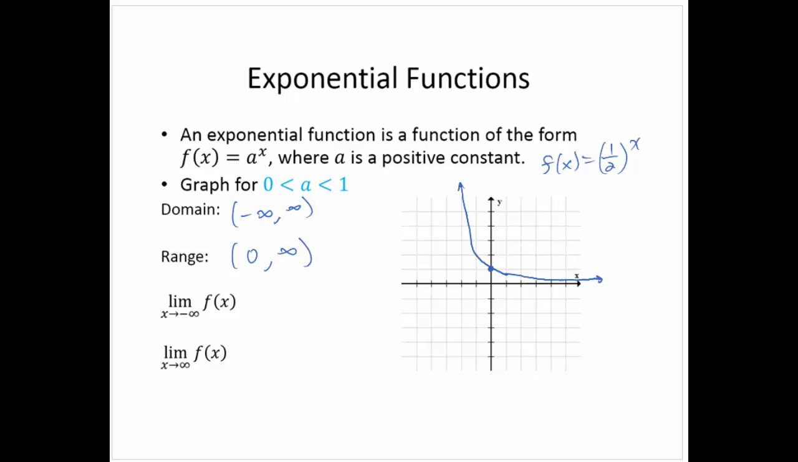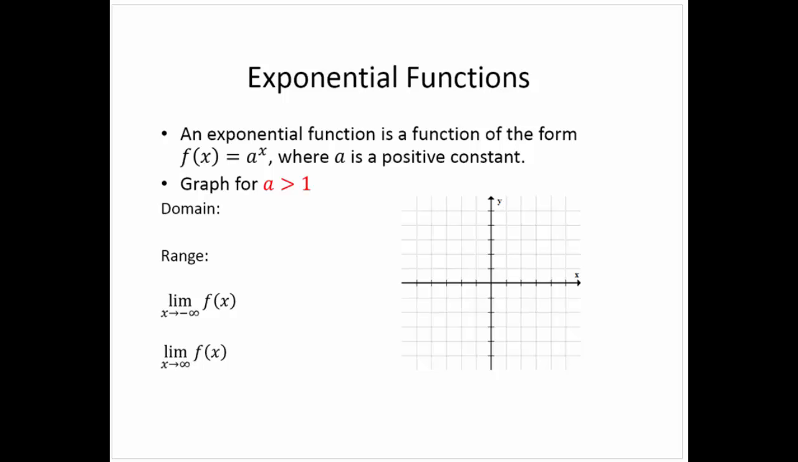The limit as x approaches -infinity: as we go further to the left, as we let x approach very large negative numbers, this limit approaches positive infinity. And if we let x approach positive infinity, as we move further to the right, recall that the graph becomes asymptotic and approaches 0. All right, so that's if we have a between 0 and 1.